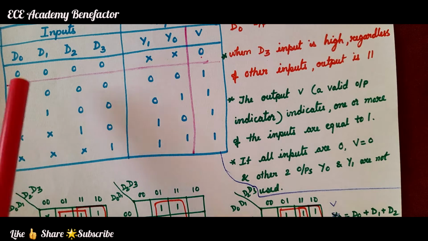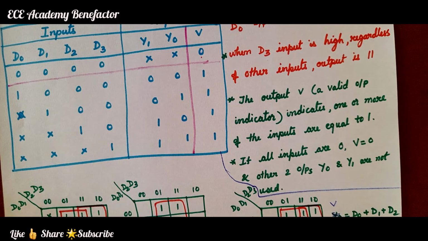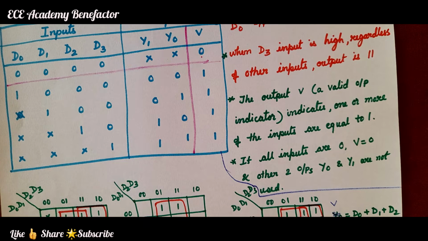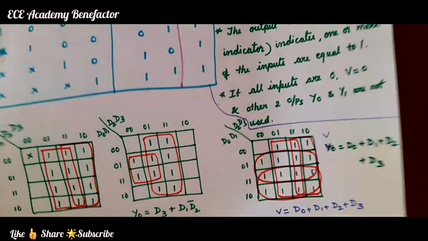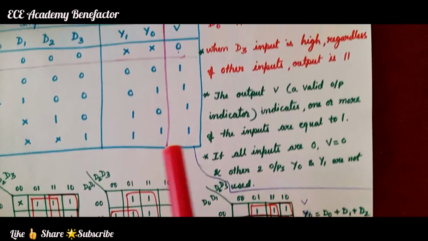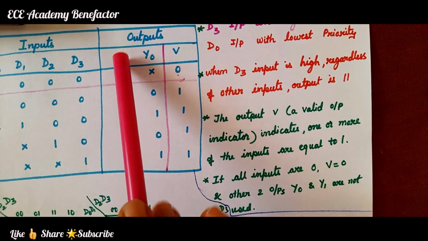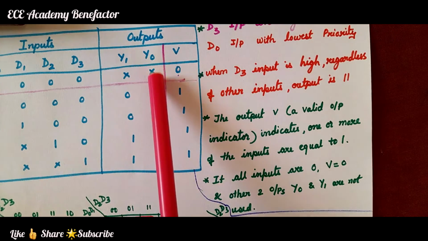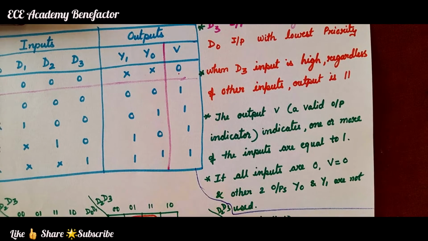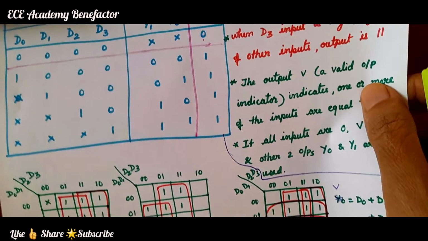So here there are 4 inputs D0, D1, D2, D3. How many possible combinations can you write for it? You can write a total of 16 possible combinations. So we have drawn the K map for it. We have 3 outputs: y1, y0, and v. First let us draw the K map for y1, then for y0, then for v. Now let us see how to simplify for y1.